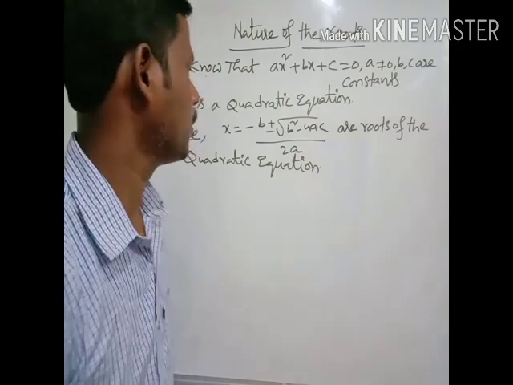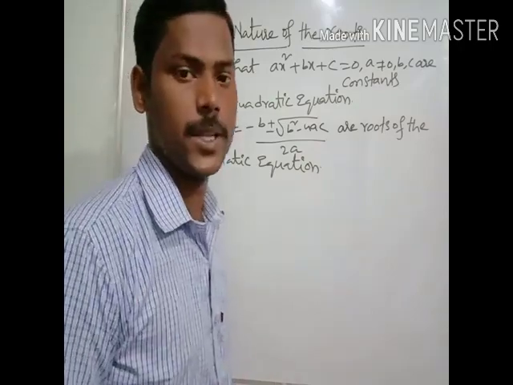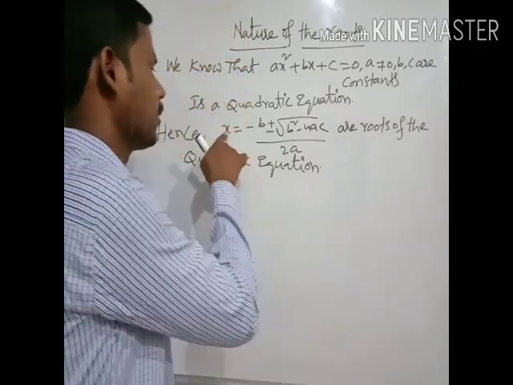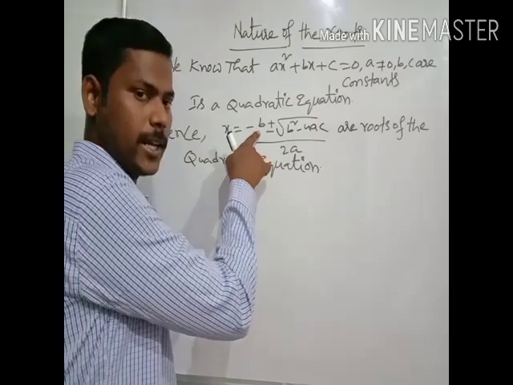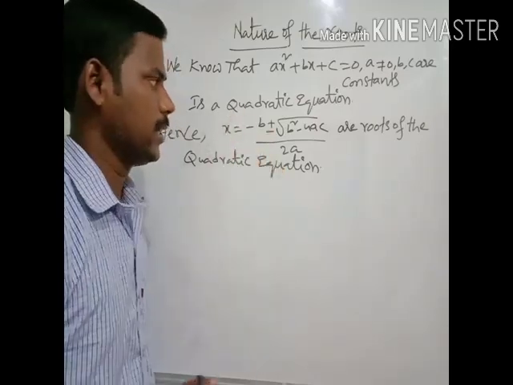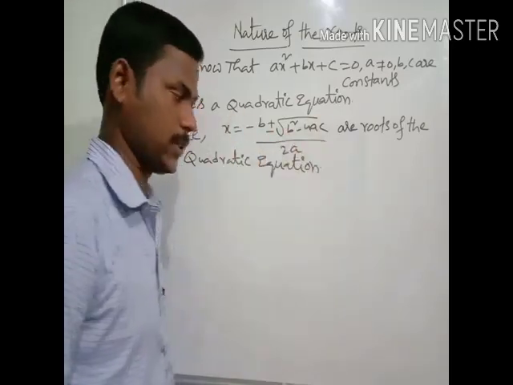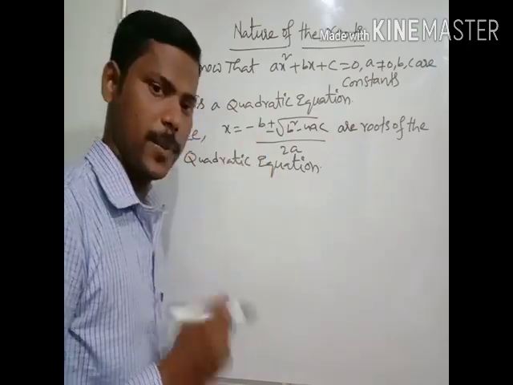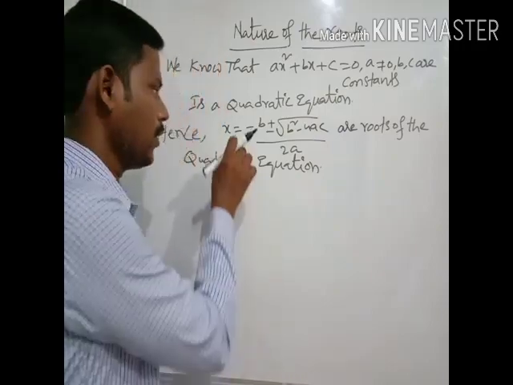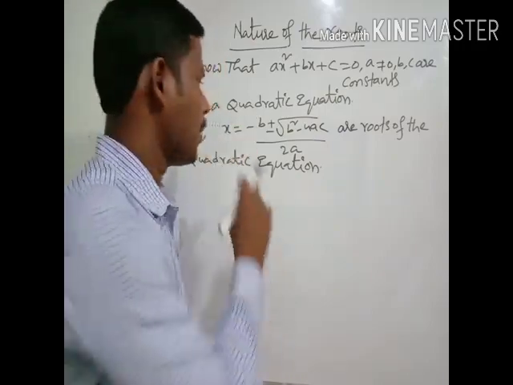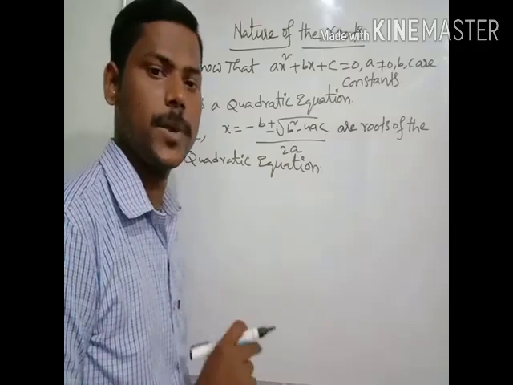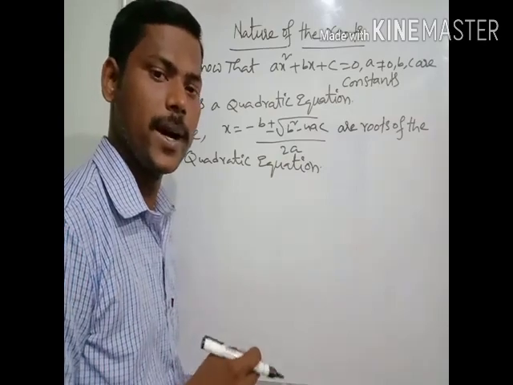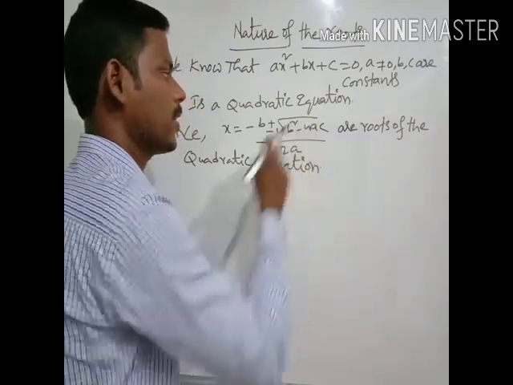So how do we find the roots? We already have the Sridharacharya method to find the roots of a quadratic equation. So the roots are nothing but what, children? x = (−b ± √(b² − 4ac)) / 2a. Here, taking one time plus and one time minus, we get x = (−b + √(b² − 4ac)) / 2a and x = (−b − √(b² − 4ac)) / 2a.